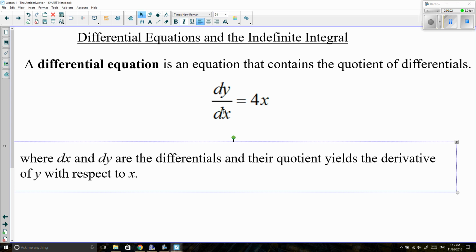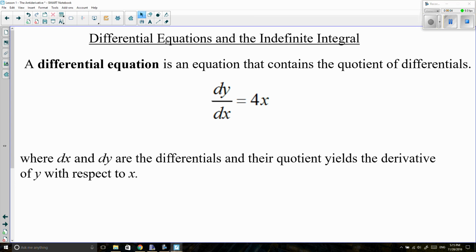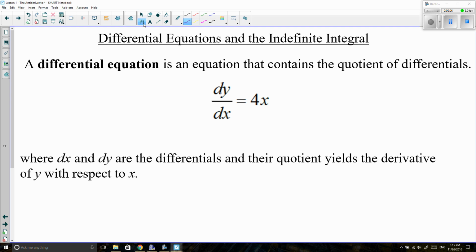Okay, so now we're going to take the antiderivative and apply it to something called differential equations and the indefinite integral. It's just a little stuff on notation, how we can write antiderivatives in different forms. So first of all, I'm going to define what a differential equation is. By the way, there's a whole course in university that dedicates all the material to this type of thing.